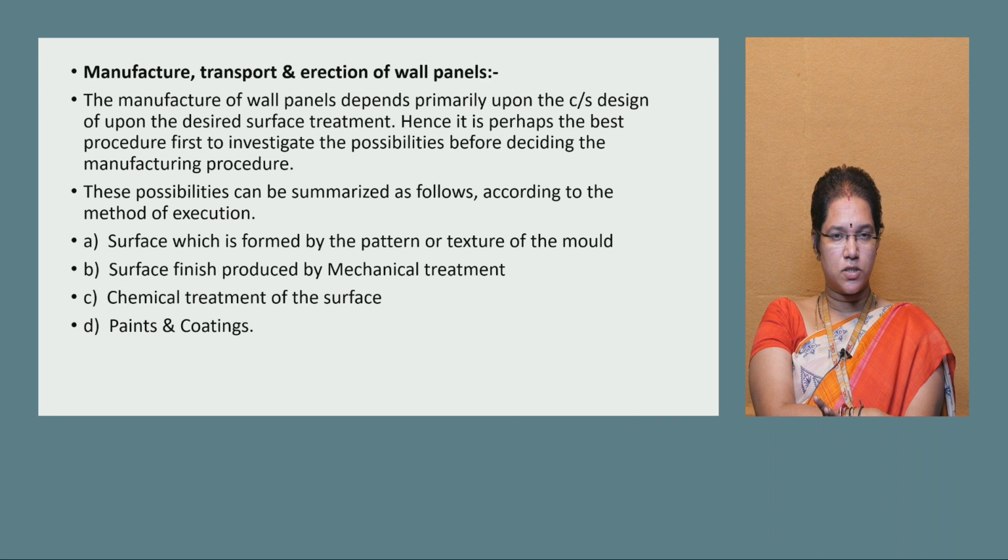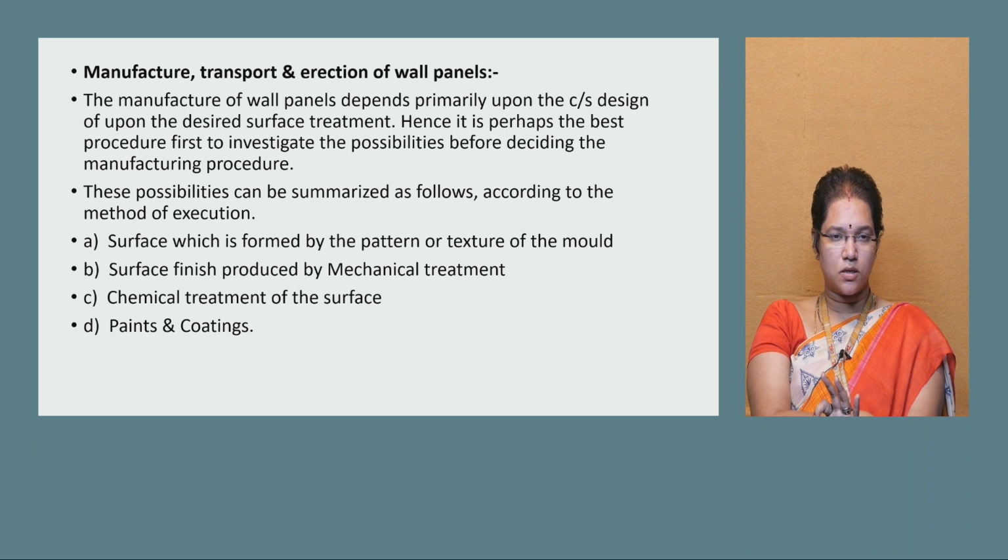So there are possibilities of summarizing as follows: the surface which is formed by the pattern or texture of the mold. The surface should be checked, whether it goes to the front side or back side, interior or exterior. According to that we have to place it. Then surface finish produced by mechanical treatment: whether it is being treated well or not, whether the surface is leveled and smoothened or not. Every consideration will be taken into account.